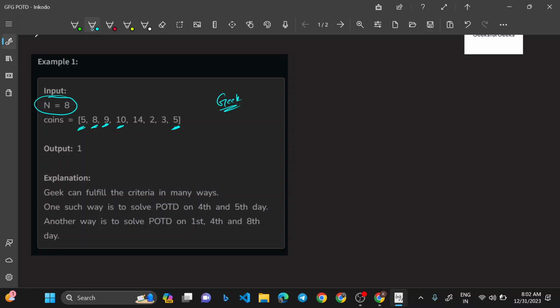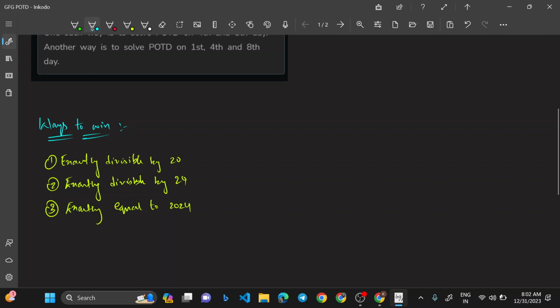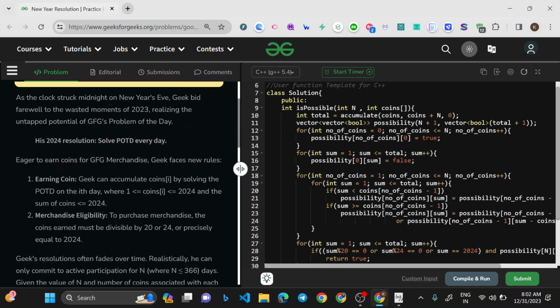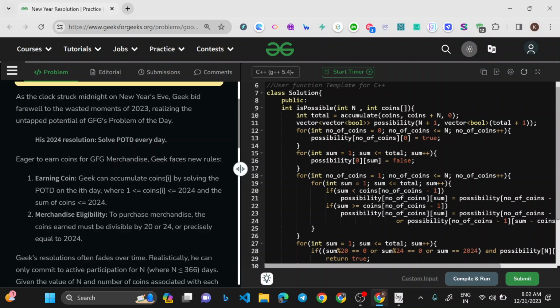Okay, so what are the conditions for redeeming merchandise? If the sum is exactly divisible by 20, what do we mean by sum? Sum is the total of all the coins that you have got. So it is exactly divisible by 20, or divisible by 24, or equal to 2024. Also in the question it has been given that the sum of the coins will not exceed 2024. It will always be less than or equal to 2024.